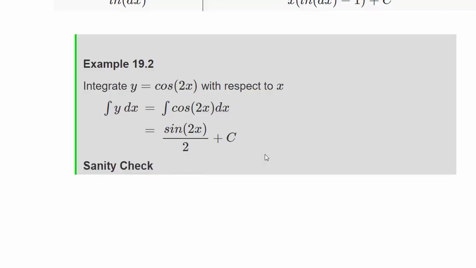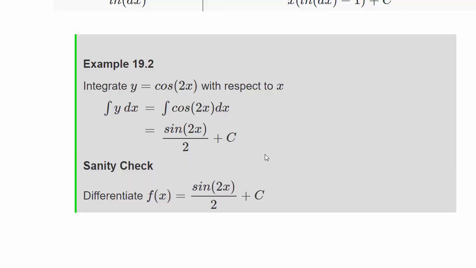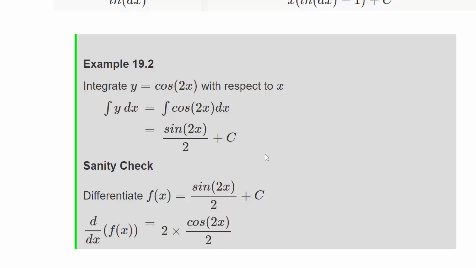Now for a sanity check, we're going to differentiate our answer. So the differential of sine is cosine, and then by the chain rule we're going to multiply that by 2, and the differential of the constant is 0. So our sanity check is cos 2x, the original expression was cos 2x, so we can be reasonably confident that we are correct.